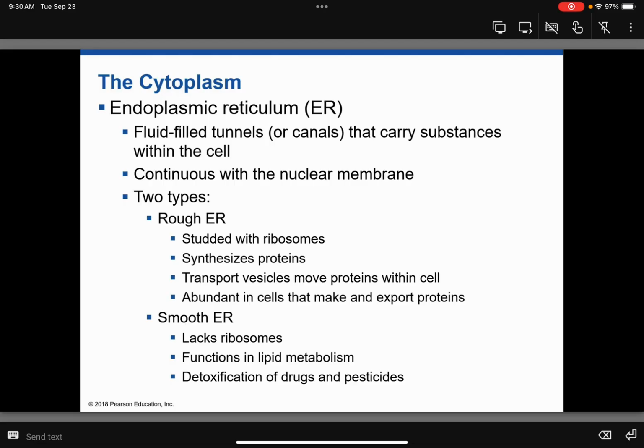Then you have your smooth ER, which is called that because it does not have any ribosomes on it. And its function is to break down lipids, which are fats. So it functions in lipid metabolism, meaning it functions in breaking down fats. It is also a location where drugs and pesticides can be detoxified.